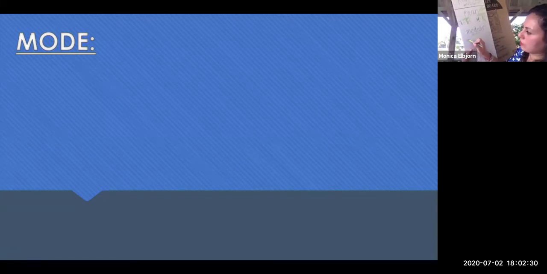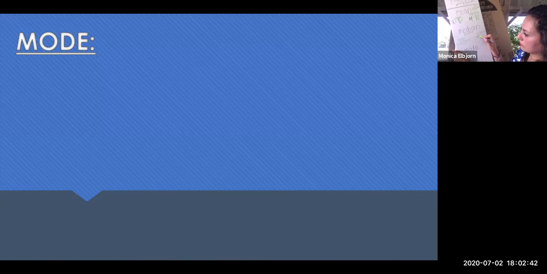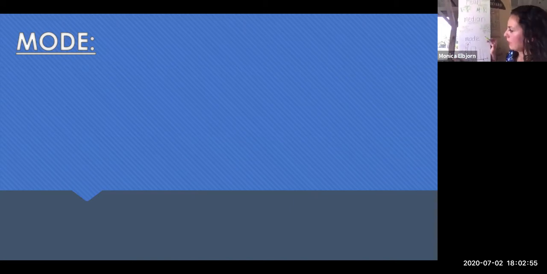It could be odd or it could be even. If we have an odd count, this is the middle number, that's the median. And with an even count, we average the two middle values, x plus x divided by 2. That's the median. And then the mode, now we're going to talk about mode.